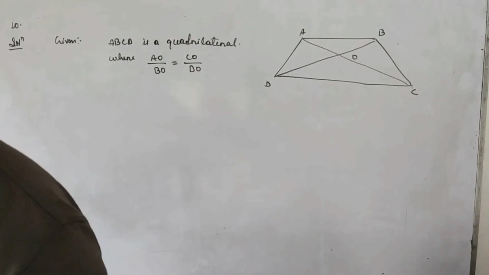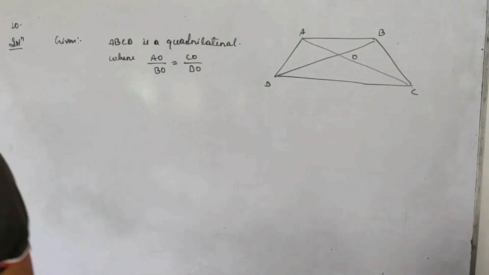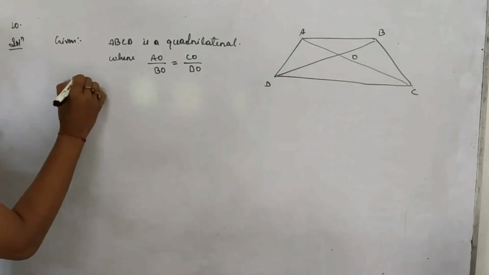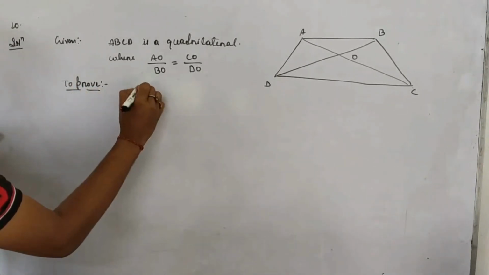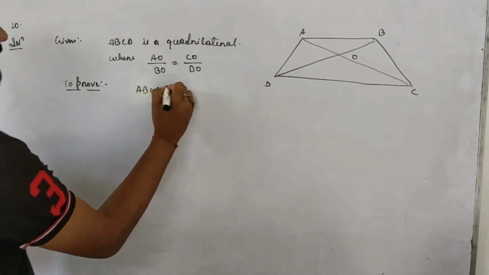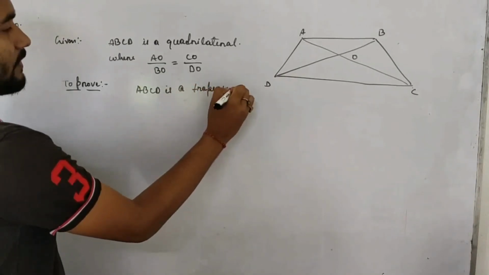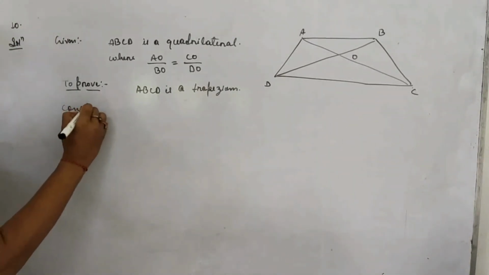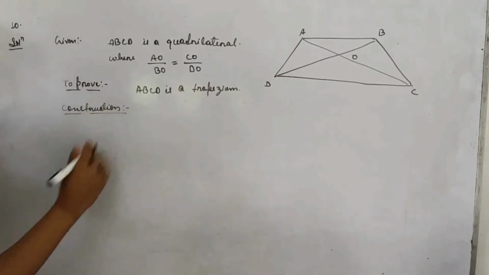What we have to prove? Write the to-prove part. We have to prove that it is a trapezium, right? AO by BO is equal to CO by DO is given. We have to prove it is a trapezium. So write the to-prove part. To prove: ABCD is a trapezium. Okay. Construction is required.